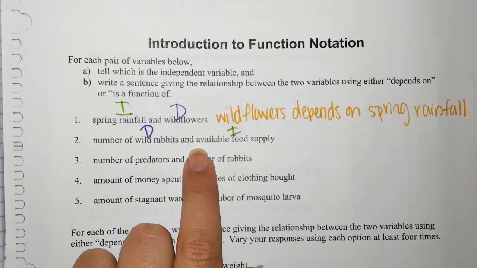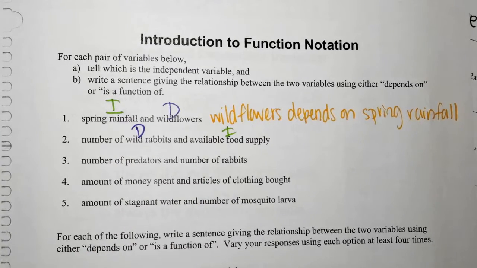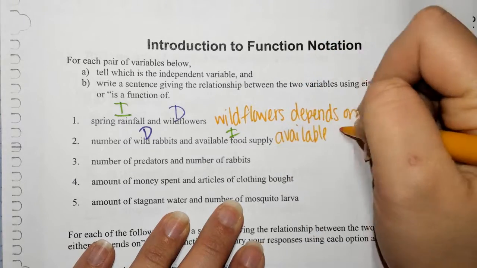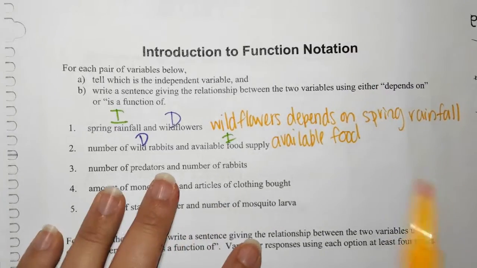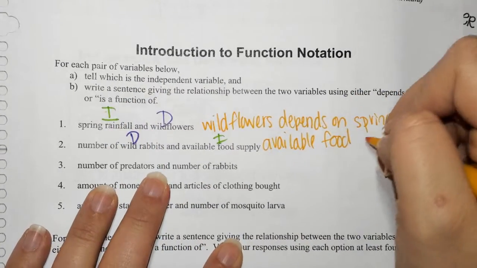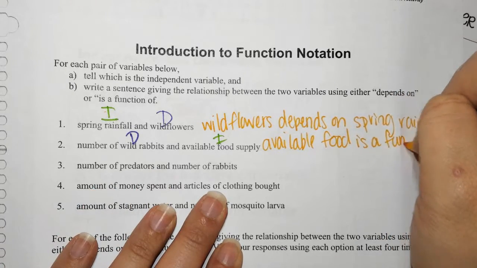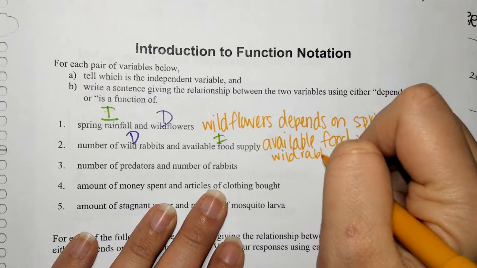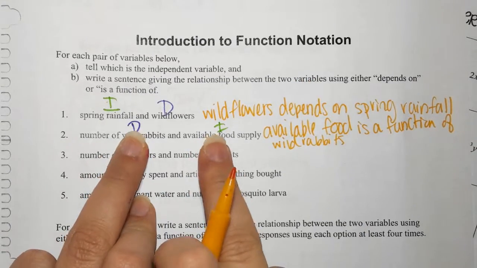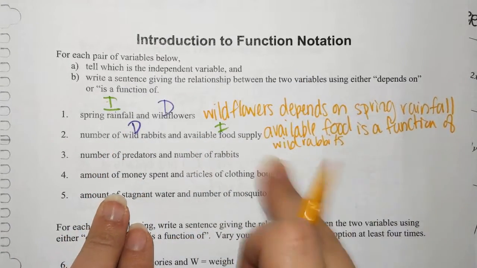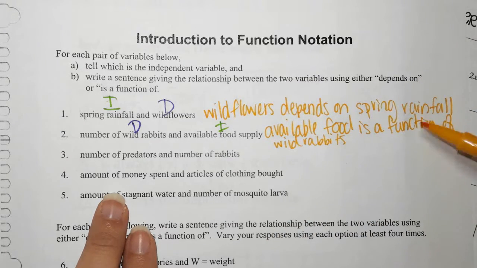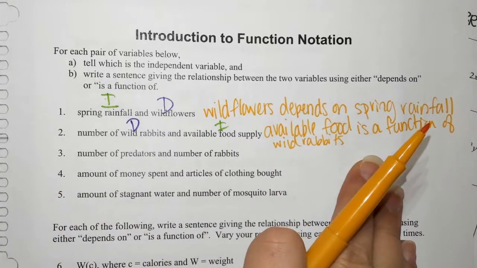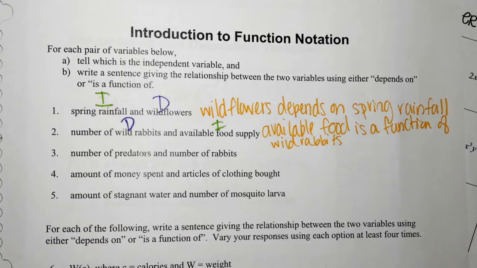So can you write me a sentence for this? The wild rabbits. All right, so available food. And we're going to say, instead of depends on, we're going to use is a function of. But if you did not pick this as your dependent, create your own sentence. Say wild rabbits is a function of the available food. So if you did the opposite, you can create your own sentence. It really depends on how you look at it. Take a point, Sarah. Good job.